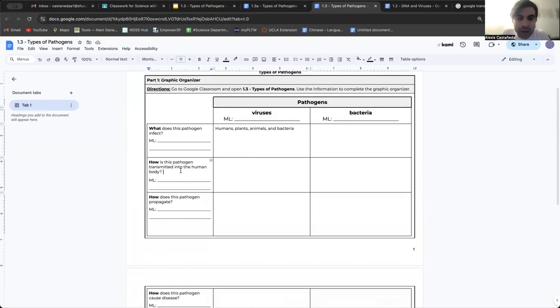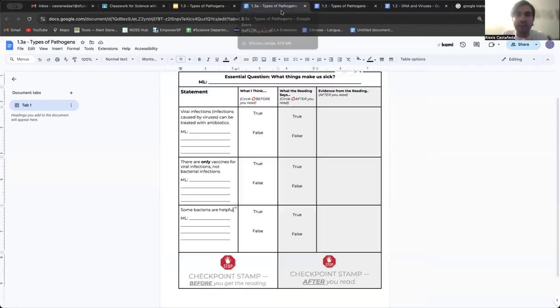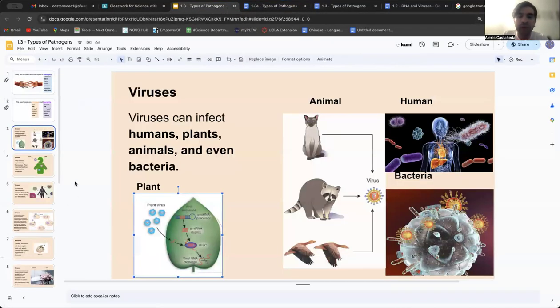The next question is, how is this pathogen transmitted into the human body? How does somebody get sick with the virus? How does somebody get a virus into their body? One example of a virus is a coronavirus. So how does somebody get sick?